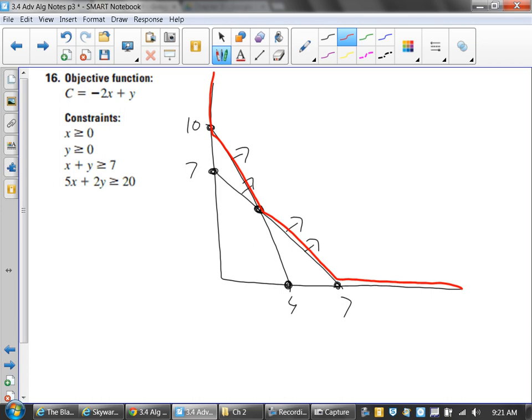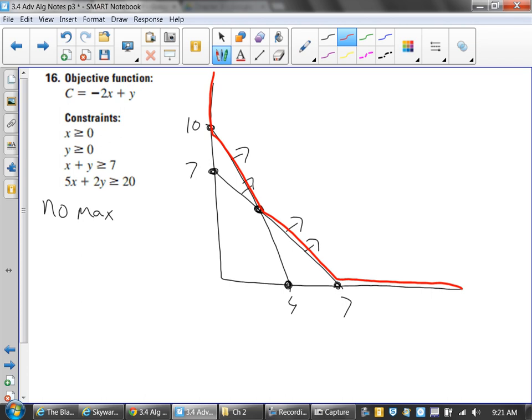will there be a maximum on this problem? And why is there not a maximum on this problem? It's not closed. Good. There's no lid at the top. All right. So I know that there's no maximum. But I still have to figure out what my minimum is.